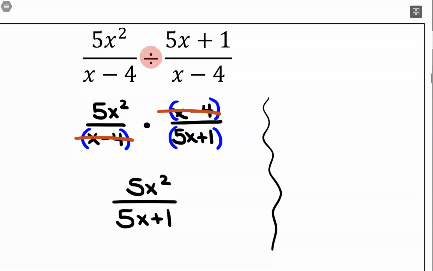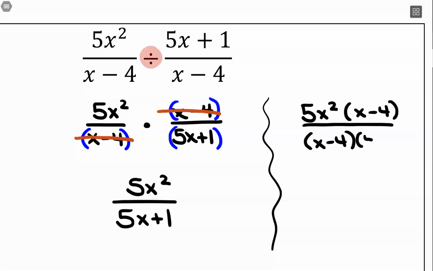And then at that stage, I'd look for anything to cancel, but again, that 5x plus 1 is stuck with that addition between them, so we can't cancel anything out. The other way is if we just carried out the multiplication, so 5x squared times x minus 4 over x minus 4 times 5x plus 1.